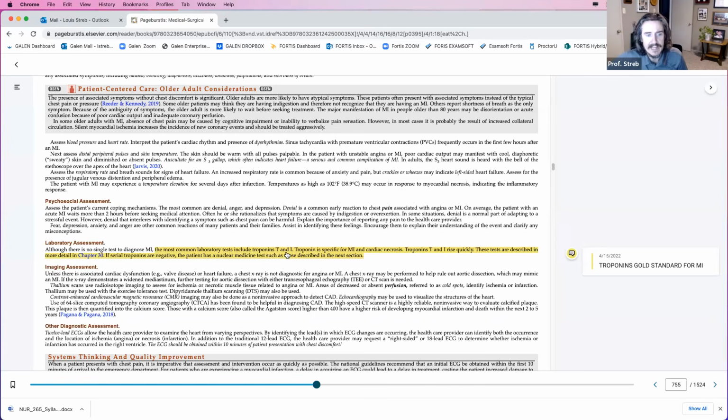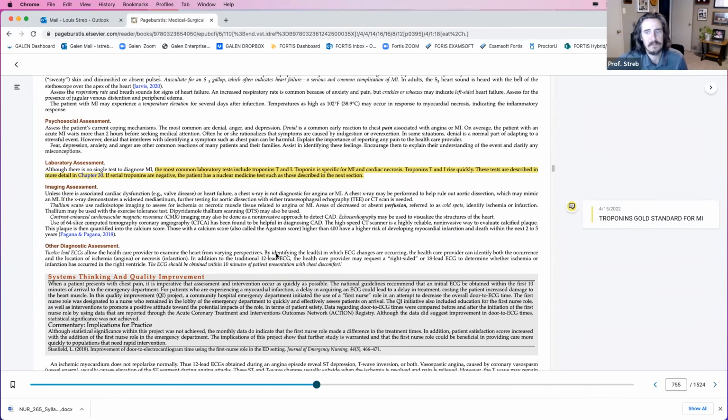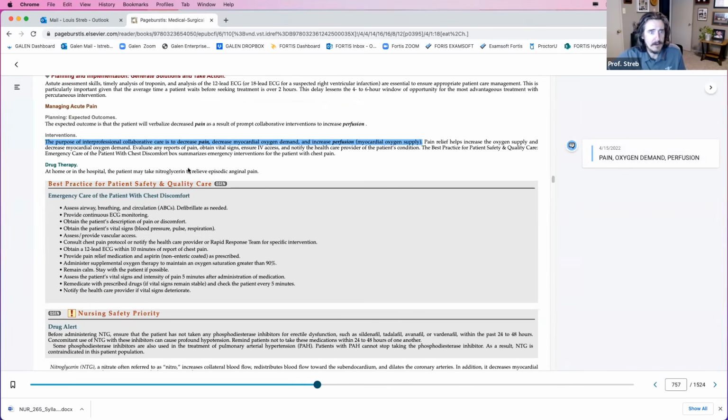So make sure you understand troponins are the gold standard for MI. Understand that BNP, brain natriuretic peptide, that's for heart failure. They're different. And MI will lead to heart failure because if your muscle can't squeeze, you don't have cardiac output, plain and simple. Heart failure is not a disease. Heart failure is what happens when your heart doesn't work. That's it.